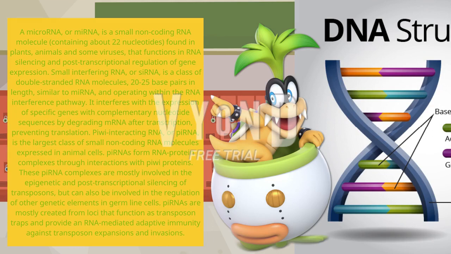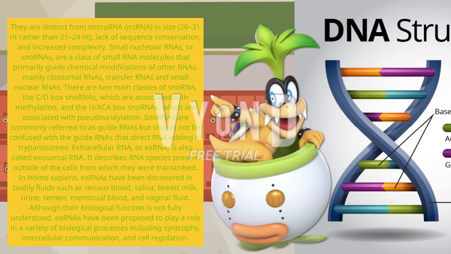piRNAs are mostly created from loci that function as transposon traps and provide an RNA-mediated adaptive immunity against transposon expansions and invasions. They are distinct from microRNA, miRNA, in size, 26 to 31 nt rather than 21 to 24 nt, lack of sequence conservation, and increased complexity.